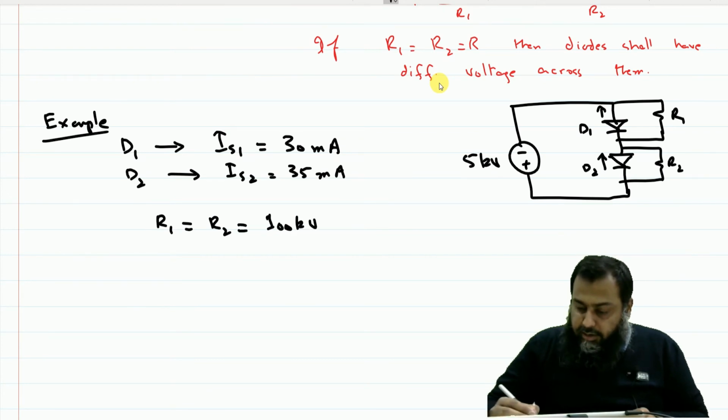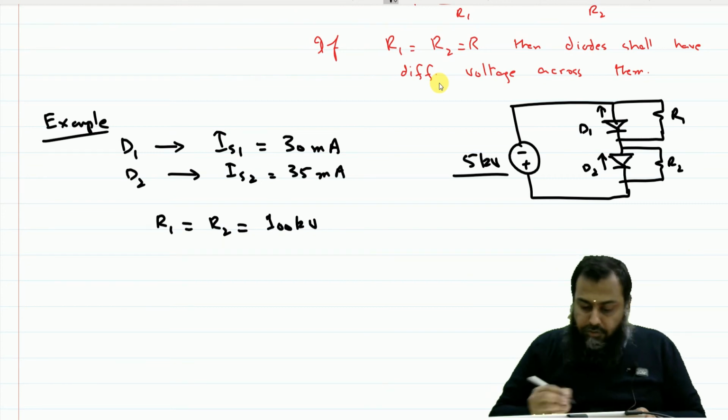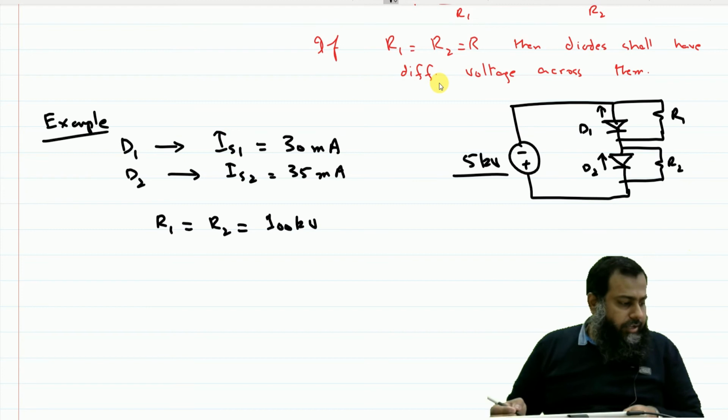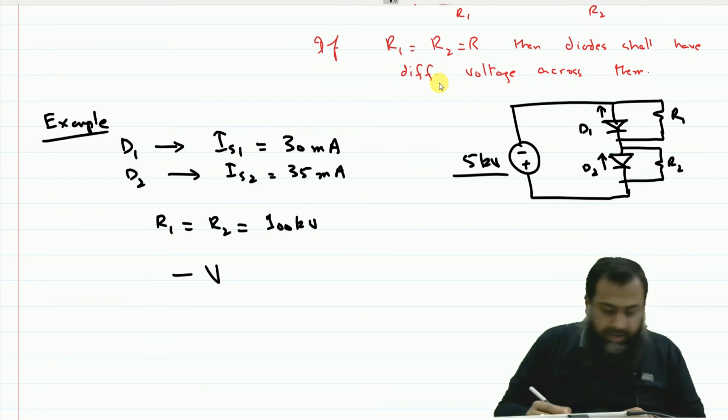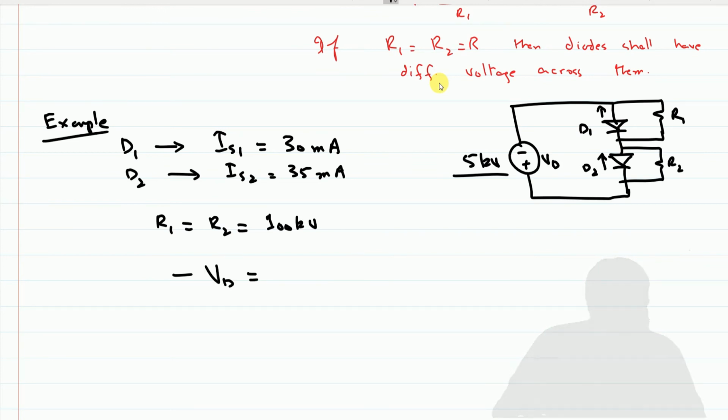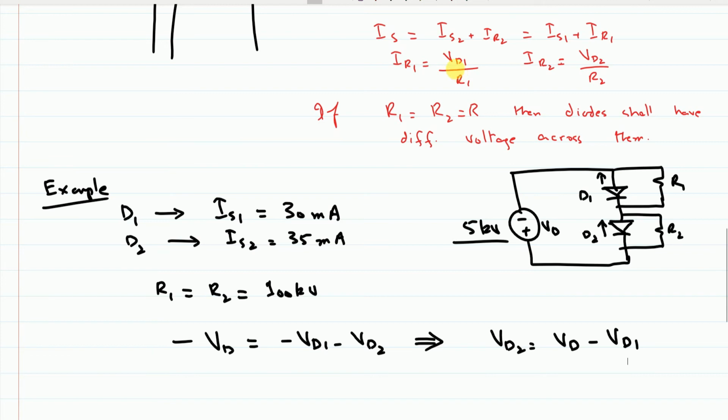Together this network is supposed to block this 5 kilovolt. Using this expression, minus VD, which is this voltage, is equal to minus VD1 minus VD2. This implies that VD2 is equal to VD minus VD1. So using the equation that we derived earlier, IS1 plus VD1 over R1 is equal to IS2 plus VD2 over R2.